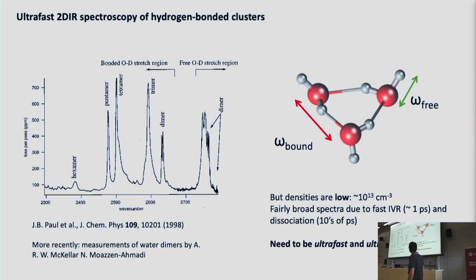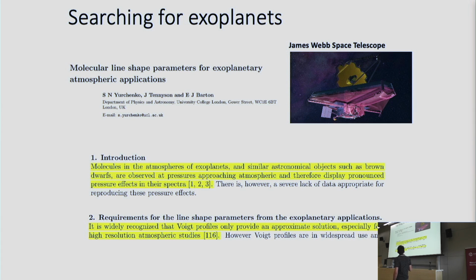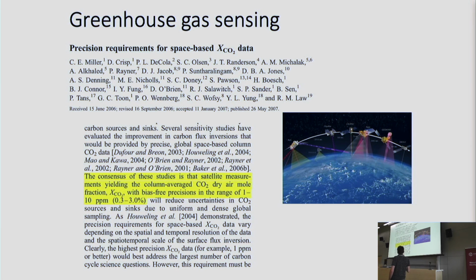And so to do this kind of thing in 2D IR, I need to do ultrafast measurements which are ultra sensitive at the same time. So it's quite difficult. Another motivation for this is to solve some problems in molecular line shape theory that have commonly been studied with linear spectroscopy. So why are we interested in general in molecular line shape theory? Because it's important for interpreting spectra from astronomical observations. It's important for interpreting spectra from atmospheric observations.